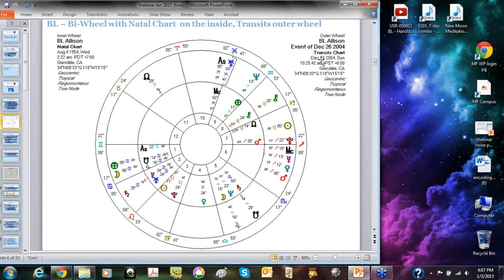At this same time, transiting Chiron had just completed a return to his natal position, where I had Chiron retrograde. See? Here's transiting Chiron right there on my natal Chiron retrograde. So what does that mean? I was about 50 years old. This was my Chiron return. Major things happening.